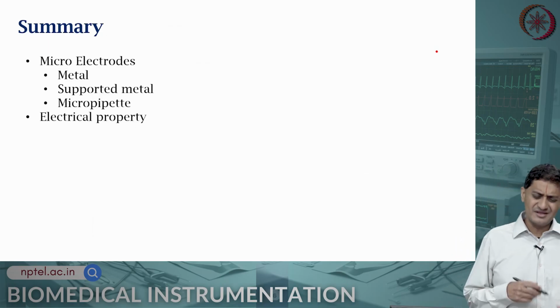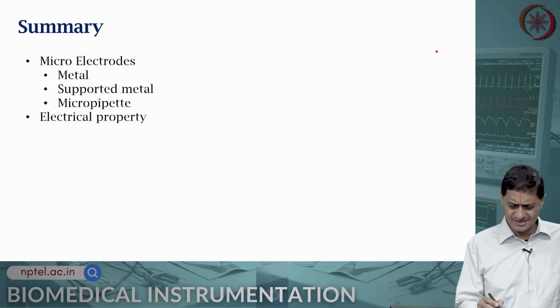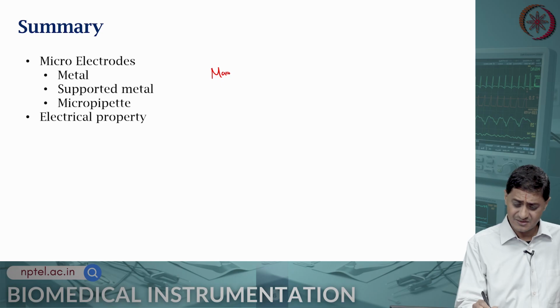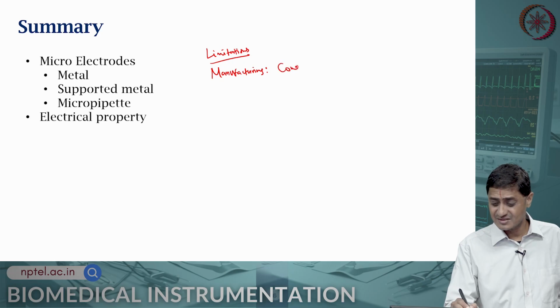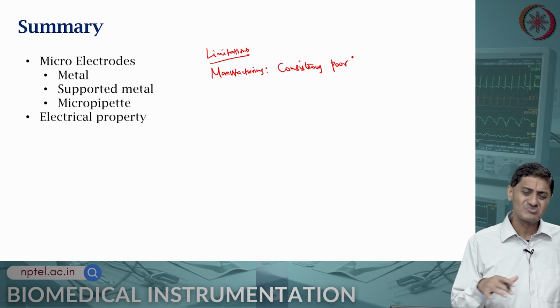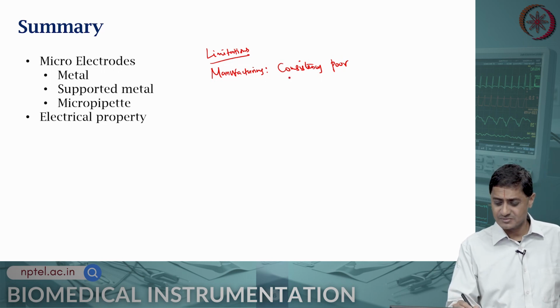Now, what are some of the limitations that are common across all of these? Manufacturing limitations, primarily. What are these? Consistency can be poor, or yield rates are poor, with high rejection rates.